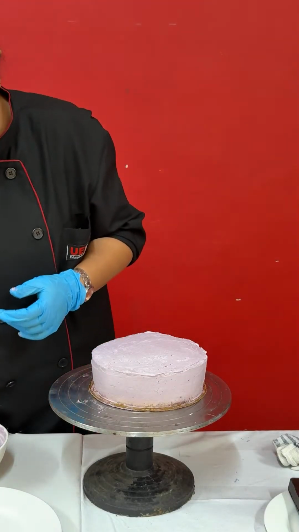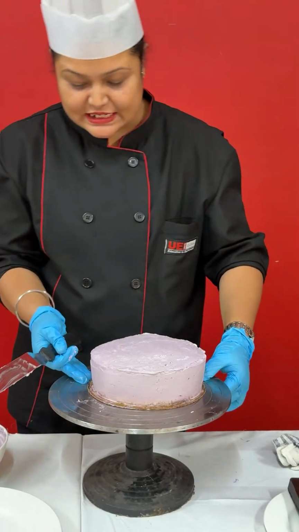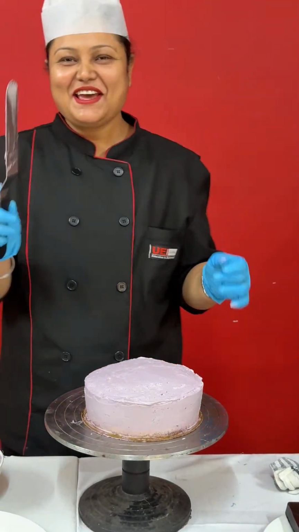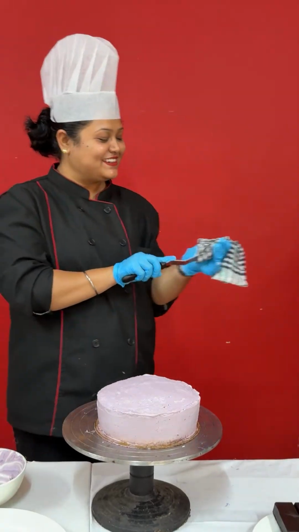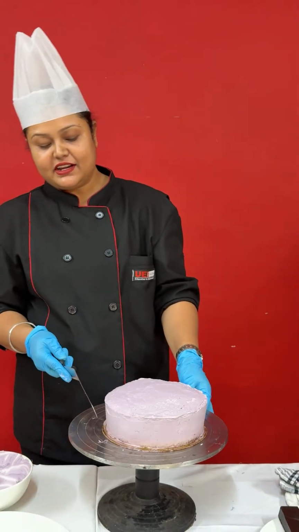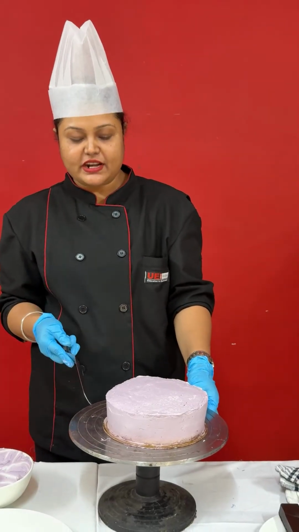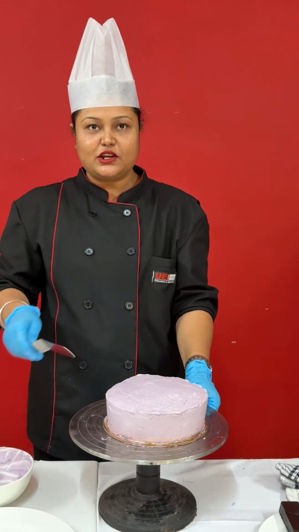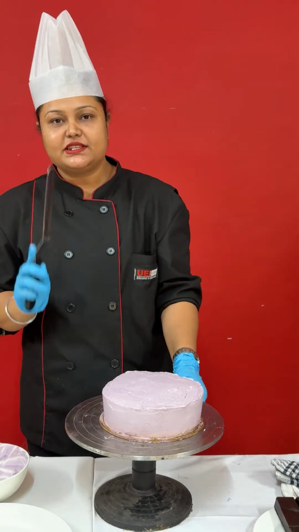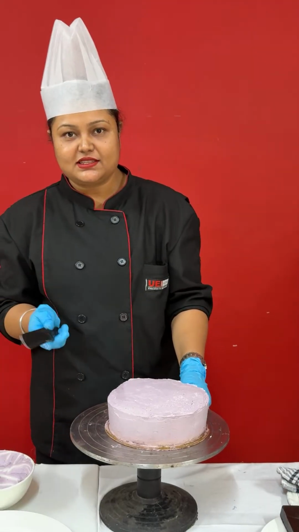So now for diagonal, you don't need many more skills. What you have to do is, again you have to take an offset spatula. Last time we did a vertical one, so we ran our spatula towards the top of the cake, straight. Now it's diagonal, as the name itself says.